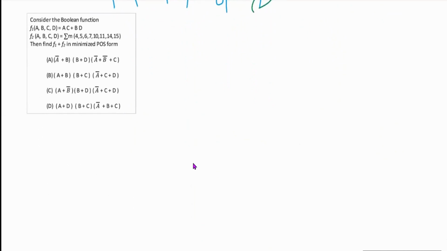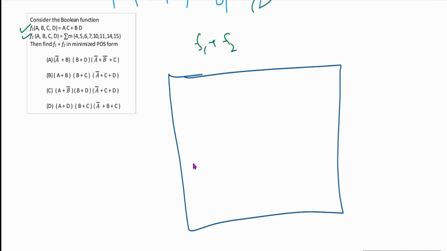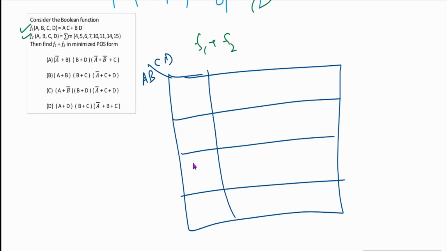In this question, it says to consider the Boolean functions f1 and f2. Then find out f1 plus f2. Okay, I need to find out f1 plus f2. I will go with K map. Okay, so I am having 4 variables: a, b, c, d. There is 0, 0, 0, 1, 1, 1, 1, 0. Same here.